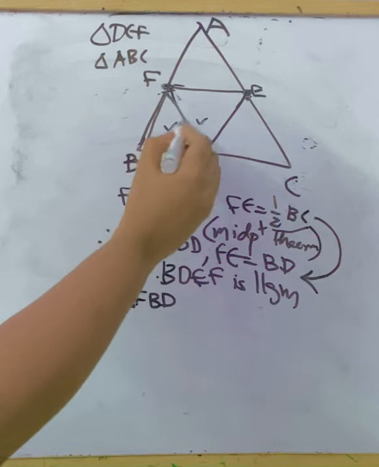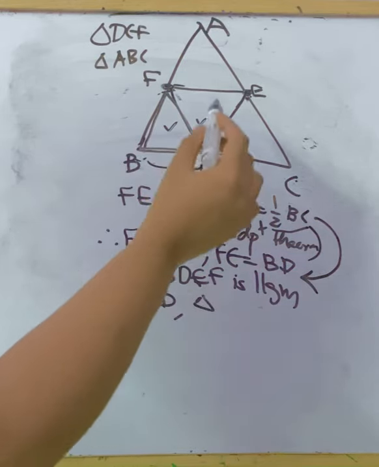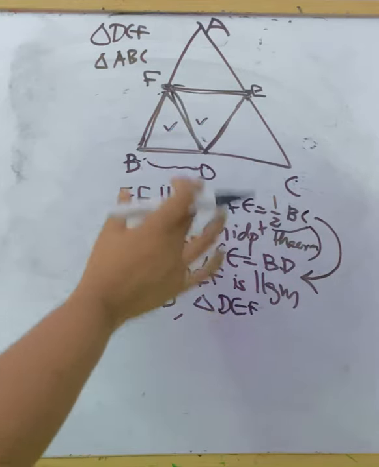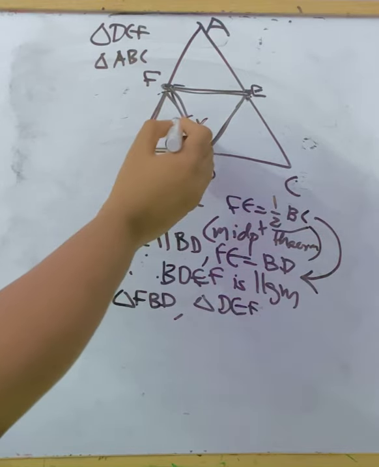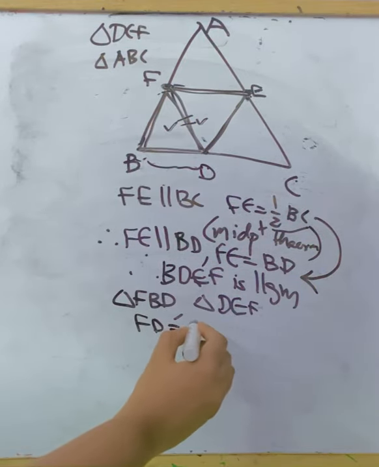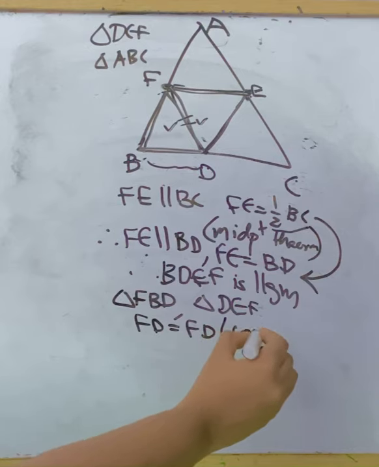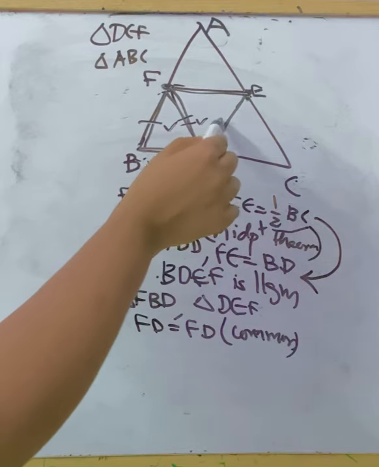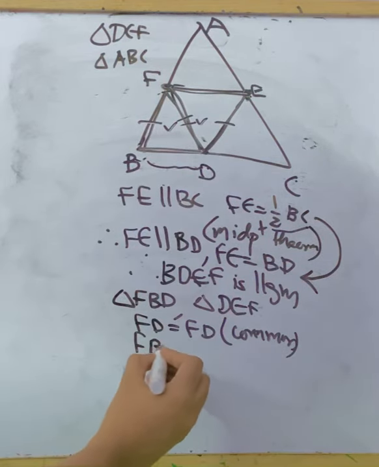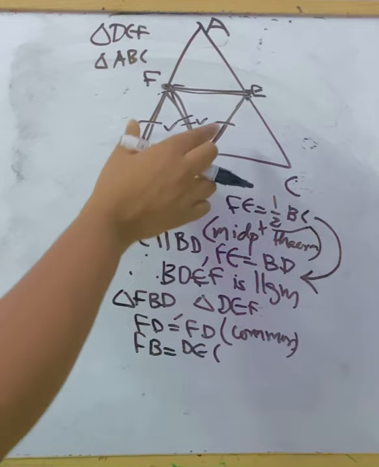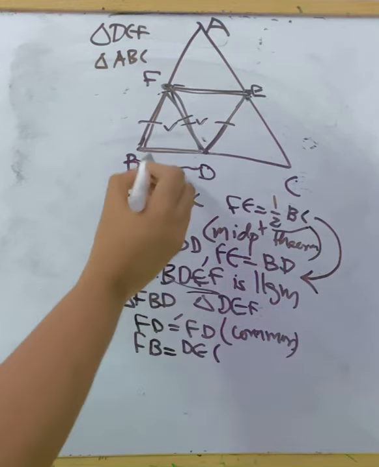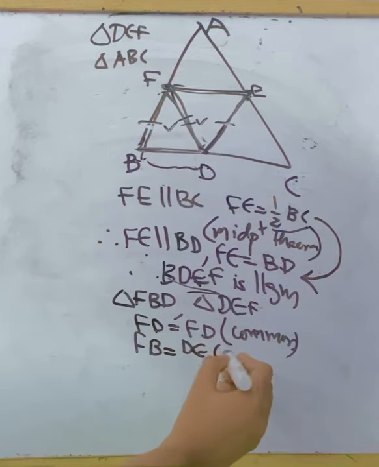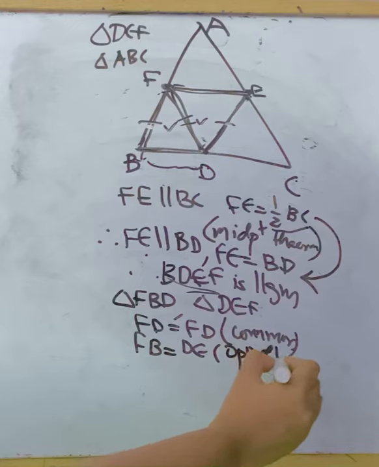Now let us consider these two smaller triangles, that is triangle FBD, FBD means this one, and triangle DEF. In these two smaller triangles, we have FD is equal to FD, common side. Also, FB equal to DE. Reason is opposite sides of a parallelogram, because we proved BDEF is a parallelogram.